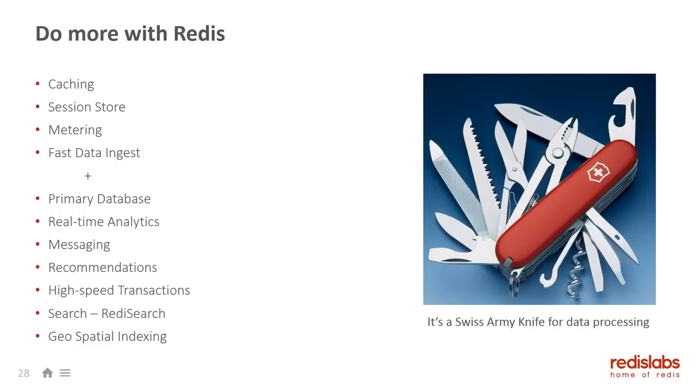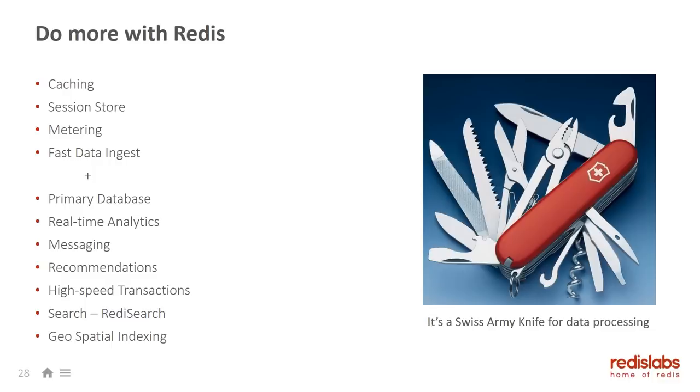And we are seeing more and more customers who are saying, hey, why do we need two tiers of databases? We'll just use Redis Enterprise as our primary database. And also it's affordable, so let's do it. So we have many customers who do this. Other popular use cases are real-time analytics and messaging. We saw PubSub just now. It's also used for recommendations. We have some white papers on recommendations. If you're interested, you may want to check them out. It's used for high-speed transactions. In fact, that's our number two use case. And we have the Redis Search module.